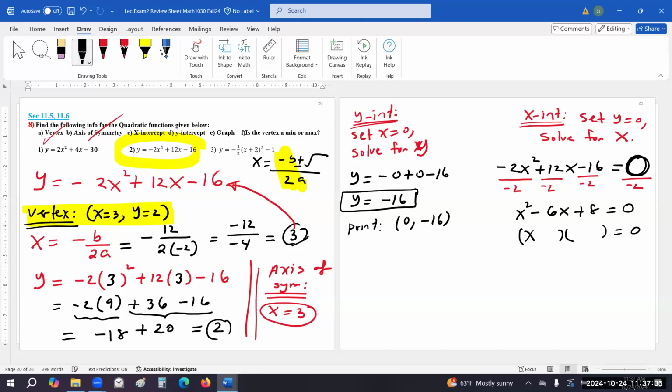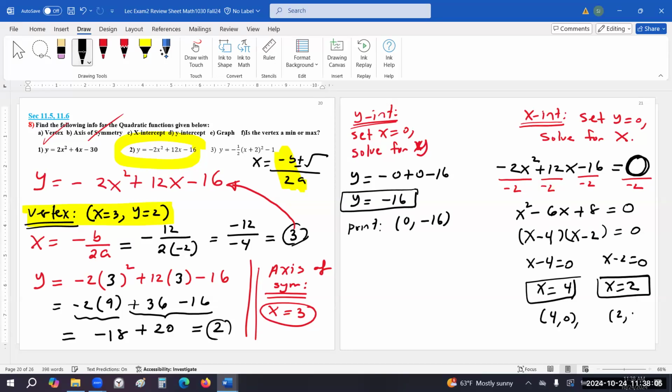So, what two numbers multiply to 8 and add to negative 6? What are they? Negative 4, negative 2. So, (x minus 4)(x minus 2). That gives us x equals 4 and 2. But if they wanted it in point format, (4, 0) and (2, 0). Now we have everything, all the information.